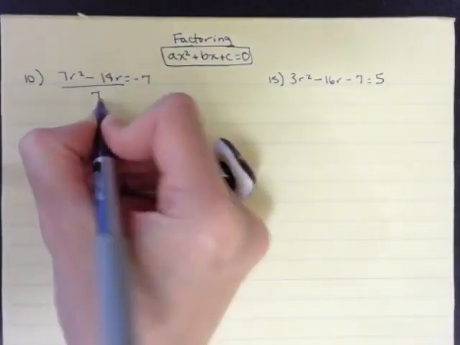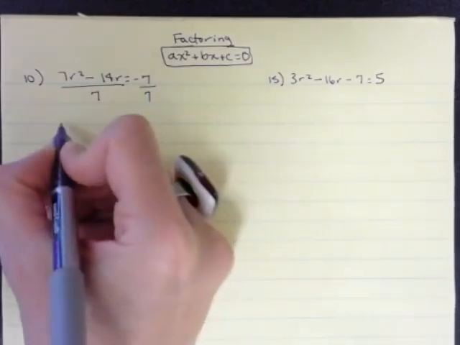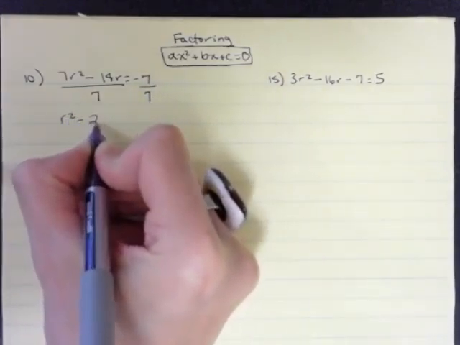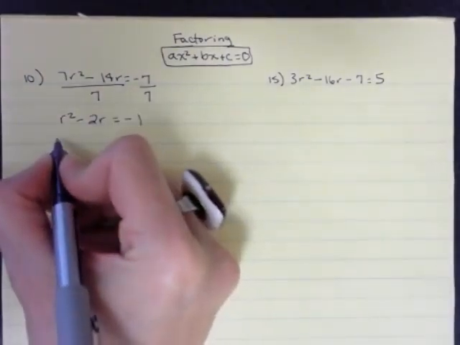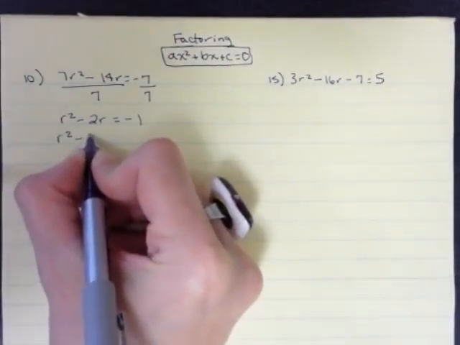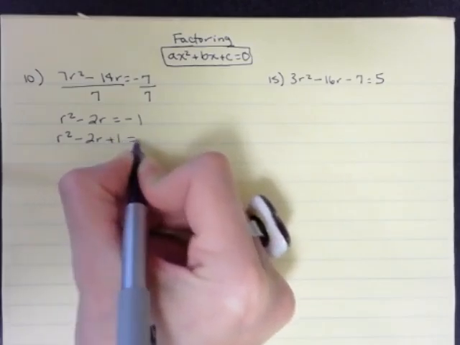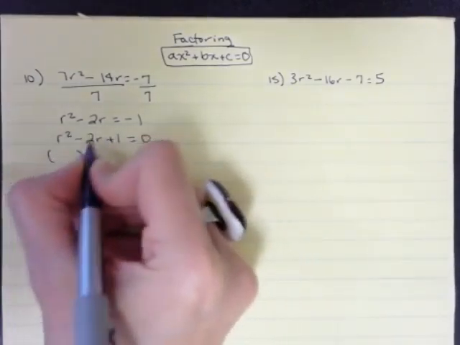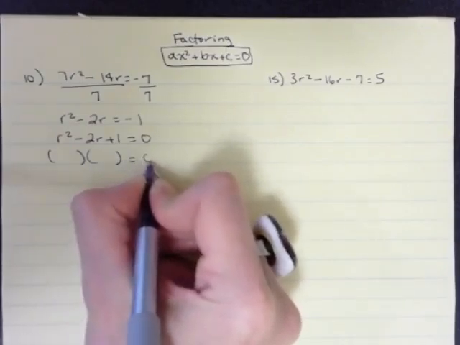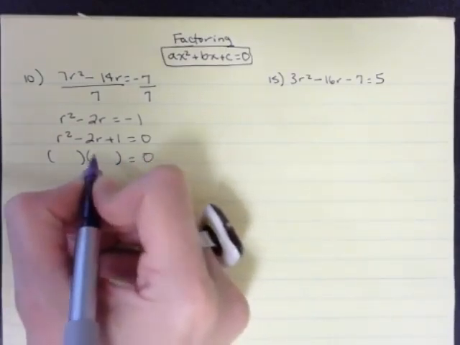So what I'm going to do is divide by 7 on both sides. I get r squared minus 2r equals negative 1. I have to set it equal to 0. R squared minus 2r plus 1 equals 0. And what are factors of 1 that add to make negative 2? That's kind of a piece of cake. We're only going to get 1s.